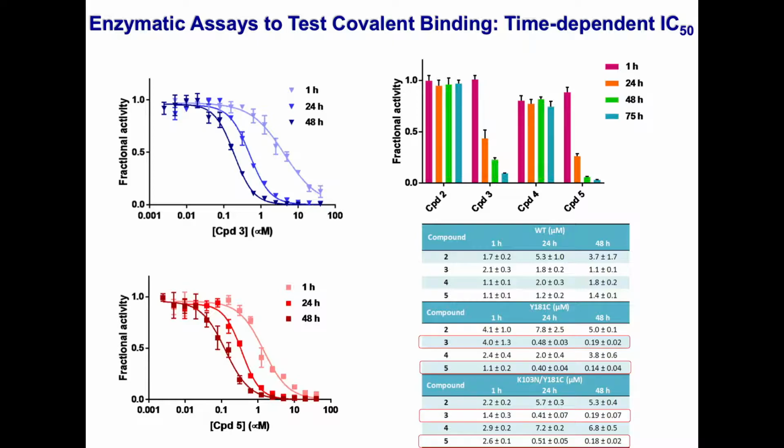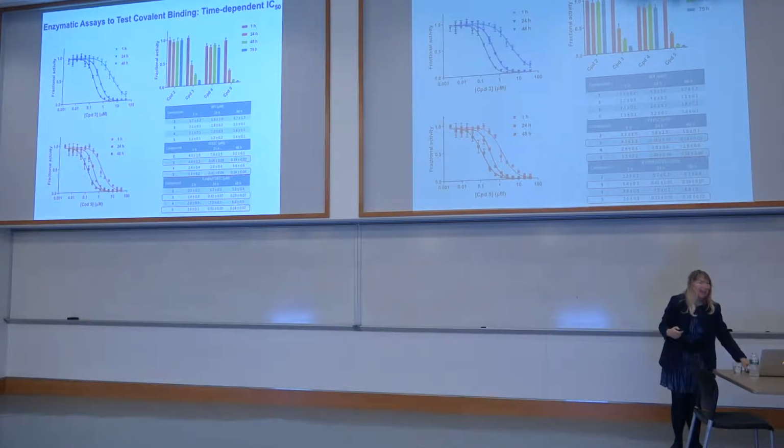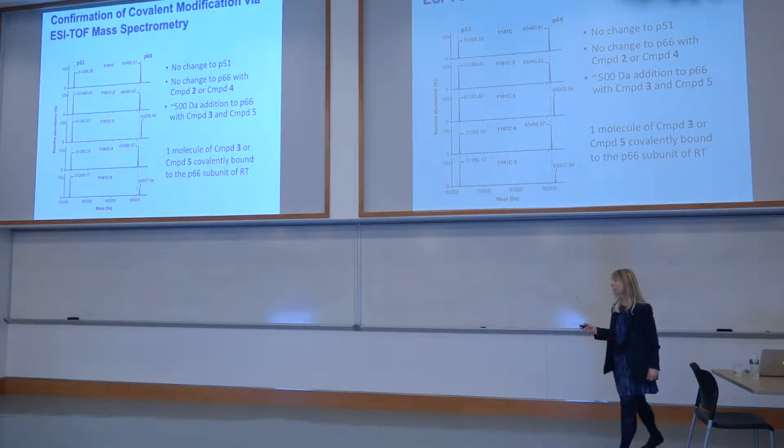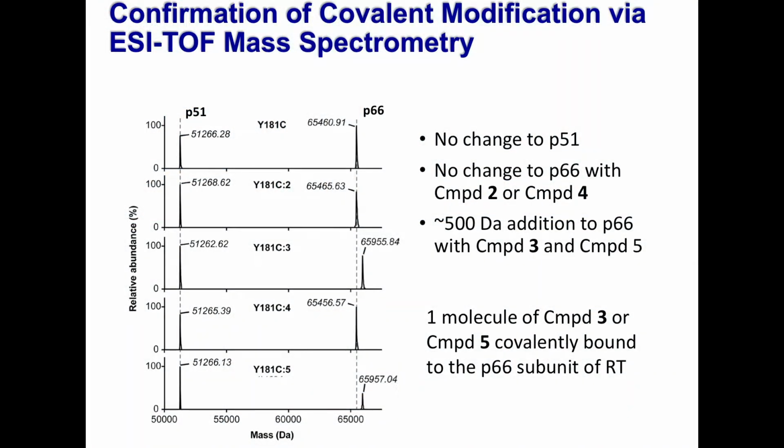So this told us that we were really in the right place, but we really wanted to validate that we do indeed have alkylated these positions. And so we used mass spectrometry to try to show that these compounds are indeed acting only on the P66 subunit in that allosteric pocket. And so what we did is we sprayed the full-length protein, and we looked at the P66 and the P51 subunit with each of these compounds.